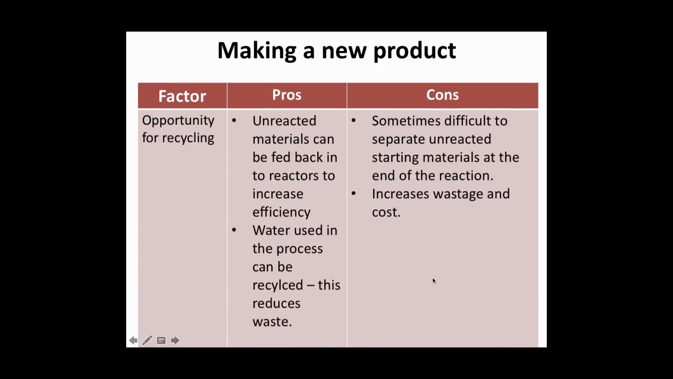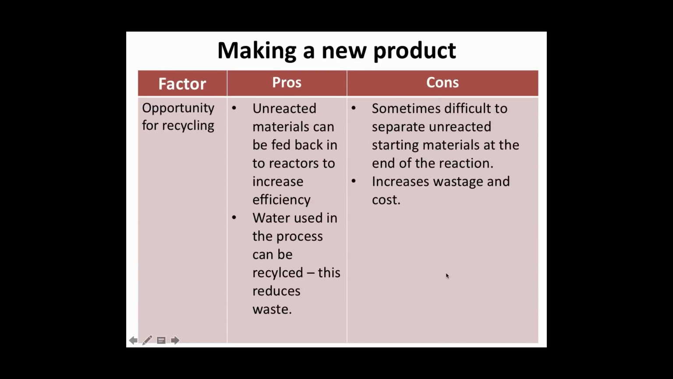So the other factor that we're going to look at is the opportunity for recycling. What this simply means is you want to think about, is there an opportunity for you to recycle? Now, what do I mean by recycle? There are two things that we have to look at in a chemical reaction. One is that it's almost impossible for us to achieve 100% efficiency, meaning not all of your reactants will be reacting completely to form products.